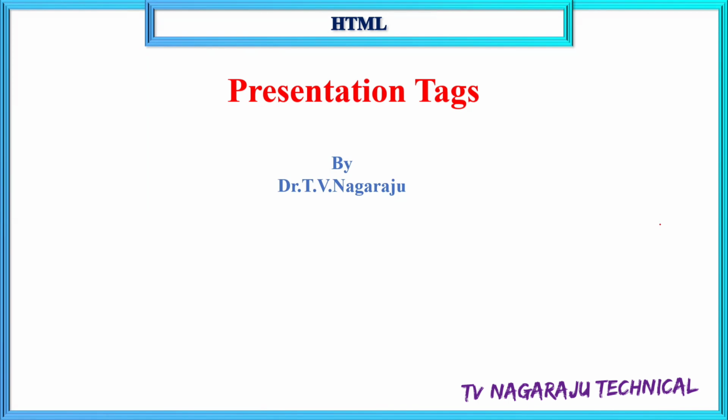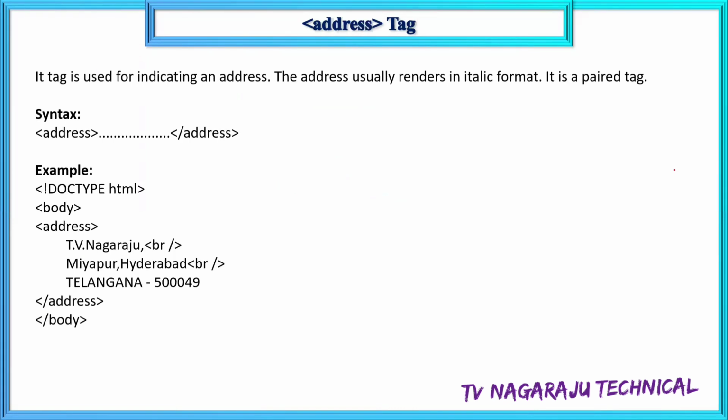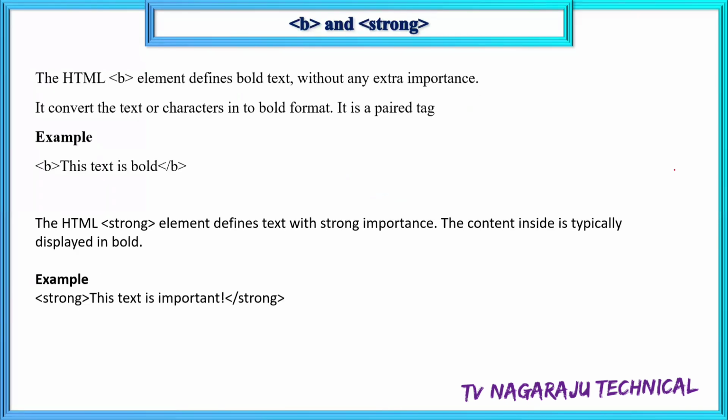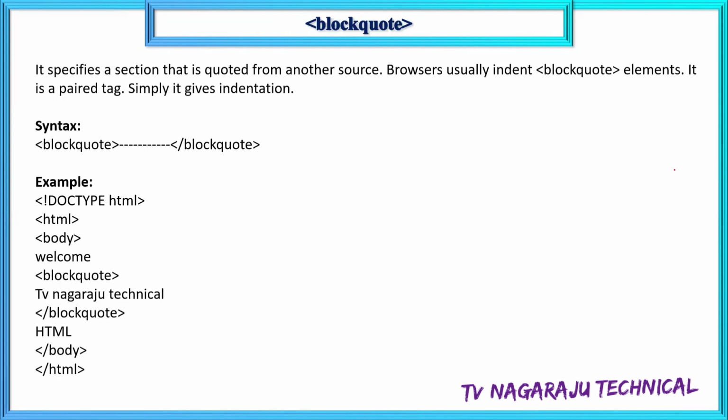Briefly, I will explain what are the tags we discussed. The first one is acronym tag. The purpose is to give a full form. Next one is address tag, to display the address in italic format. B and strong: these tags are used to define the text in bold format. Small and big: small is used to display the text in small font. Big is used to display the text in big font.